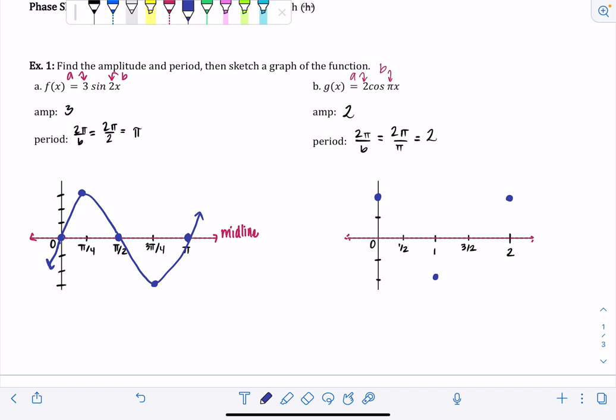And then the last 2 points that we need to place are the ones exactly on the midline. So a quarter of the way through and then 3/4 of the way through. So at 1/2, 0 or 1/2 on the midline, and then 3/2 on the midline as well. And then from there, just connect them.